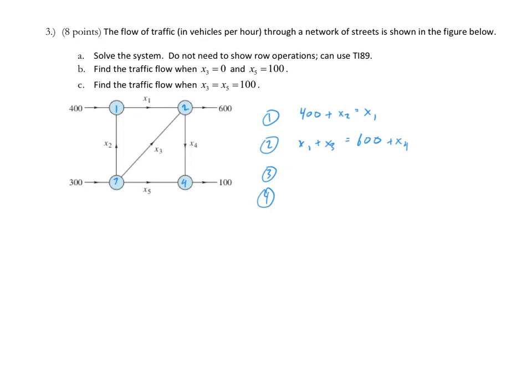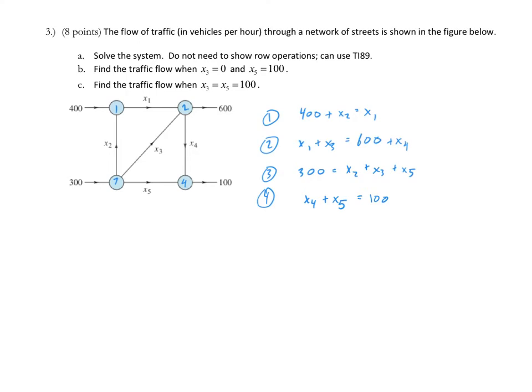Then at intersection 3, let's see, what do we have going into that intersection? The only thing going in is 300 cars an hour. And what's coming out? Well, x2 is coming out, x3 is coming out, and x5 is coming out of that intersection. And then the last one, at intersection 4, we have x4 and x5 going in, and 100 cars an hour coming out. Okay, so there's our system just pulled from the picture.